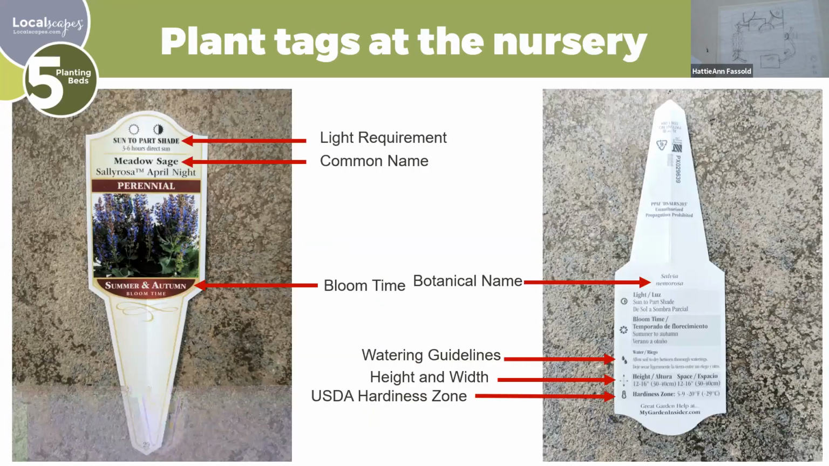Use your plant tags. That's something that's really important. This tells you how much light it needs, when it blooms, how much water it needs, how big and how wide it's going to get, and then the zone. So make sure that you're looking at those plant tags when you go to the nursery.